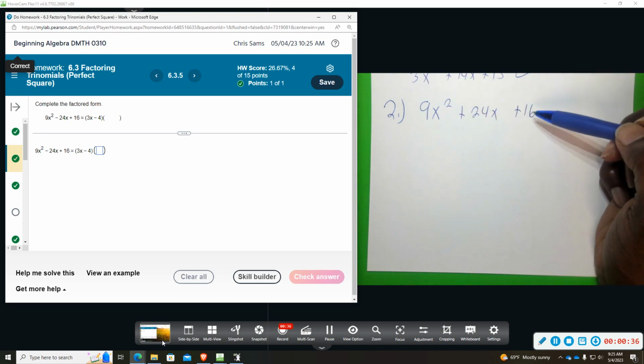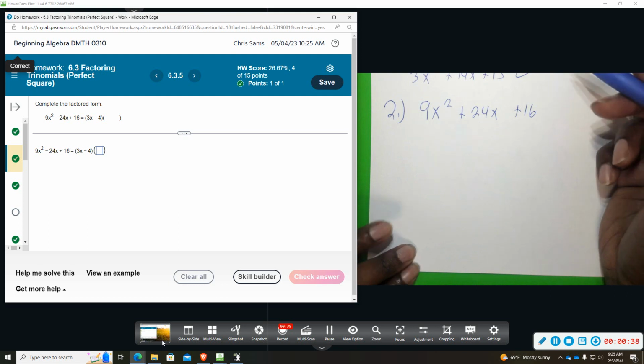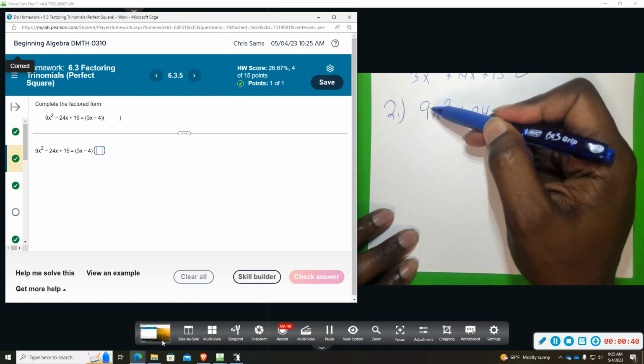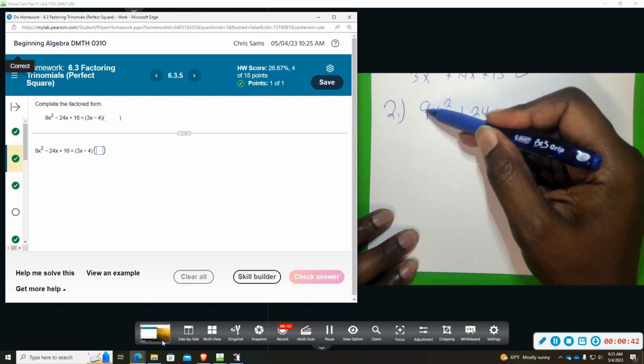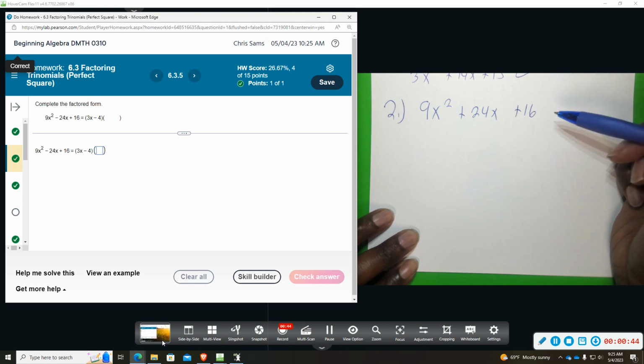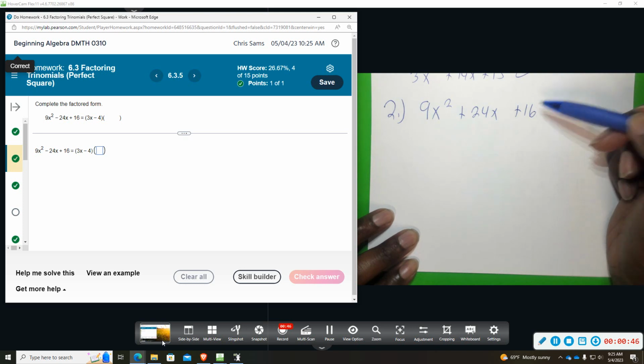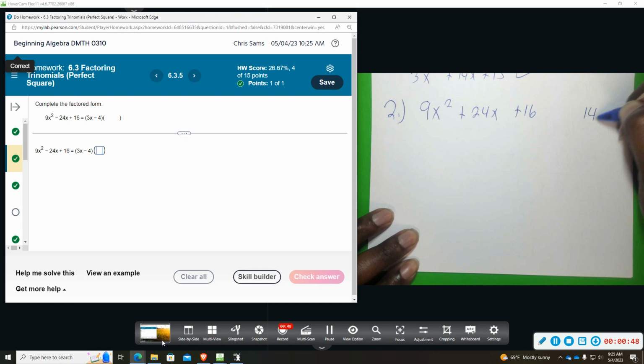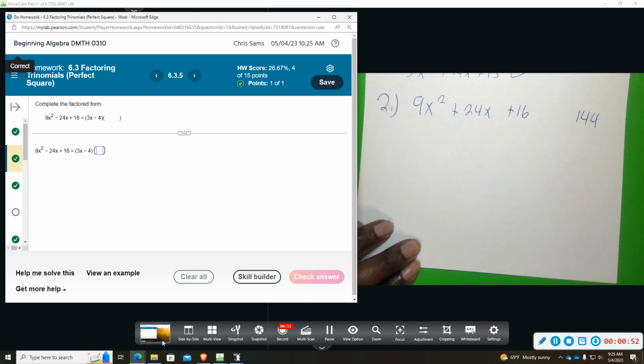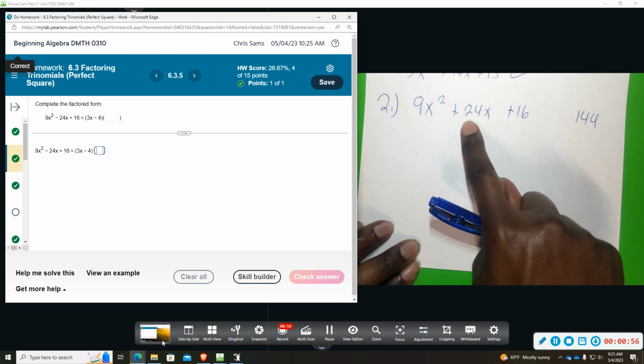All right, so there's nothing I can divide from the 9, the 24, the 16. So I'm just going to start out multiplying first and last number, 9 and 16, 144. And so this will give me a pretty extensive list. So sometimes you may want to use a calculator, but I'm looking for numbers that add to give me 24.